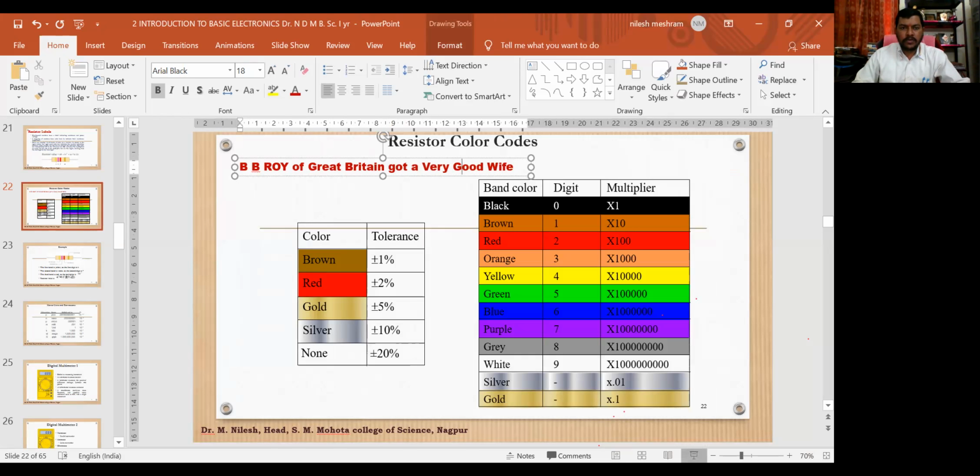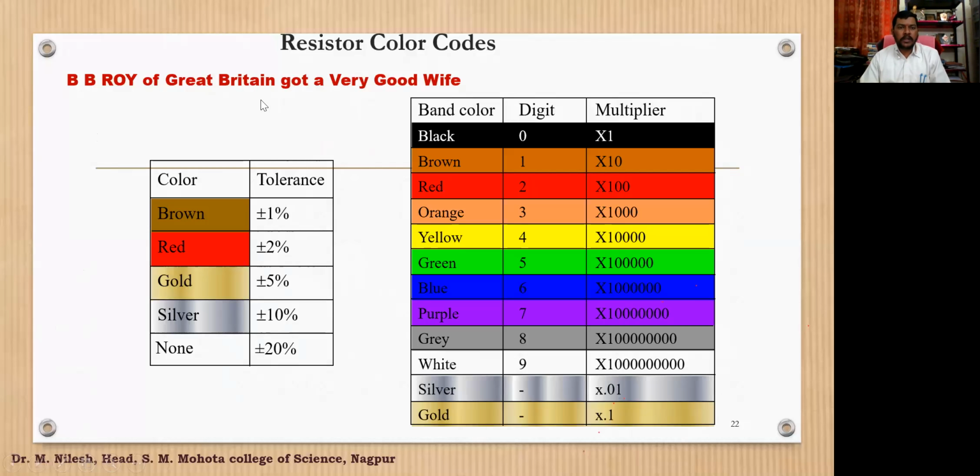Yeah, so I guess you have understood. B.B. Roy of Great Britain got a very good wife. So we have this as violet. Then we have gray and white, right? So these are 10 colors, and accordingly, these are some of the digits which are allotted to them. So it starts from 0, 1, 2, 3, 4, 5, 6, 7, 8, 9, right?